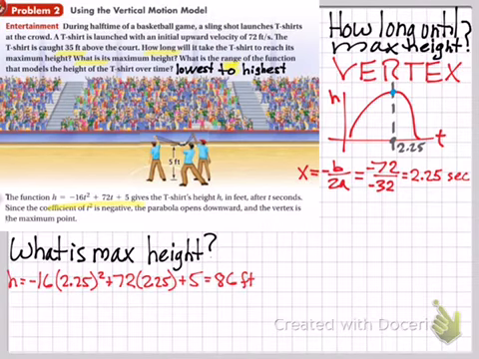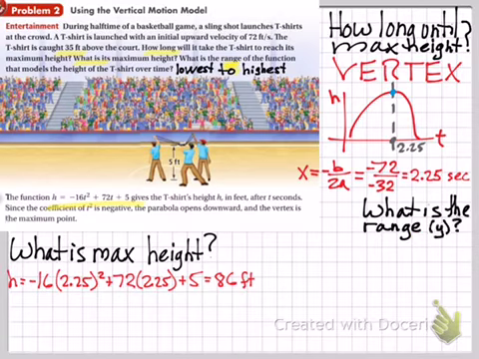So when you do 2.25 squared over here, you multiply by negative 16, so on and so forth, you wind up getting 86 feet. If you need to ask questions about this arithmetic, you can do that in class. You get 86 feet, so that is going to be the maximum height that a t-shirt will reach. So now, what is the range of this function?